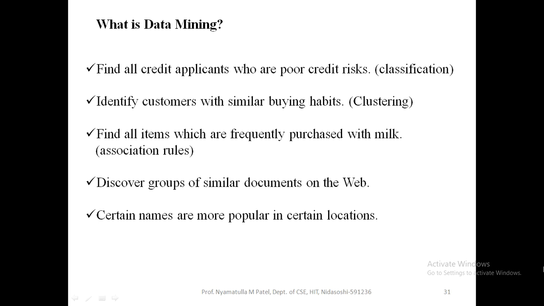For all the items which are frequently bought with milk, that is association rule. Instead of finding which customers are interested in buying milk, let us find what other products are bought along with milk and who all those customers are. That is data mining. Discovering groups of similar documents on the web is data mining. Certain names are more popular in certain locations. Why? Finding that out is data mining.